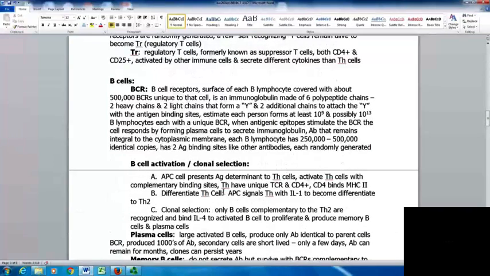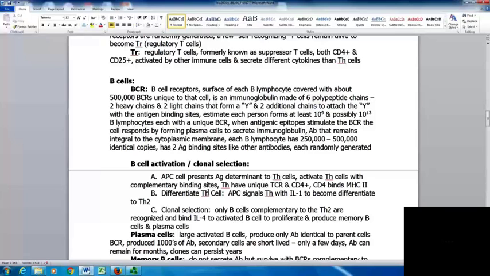So when we look at the B cells, we have the BCR, or B cell receptor, that's going to be on the surface of the B lymphocyte, and it's covered with about 500,000 BCRs that are unique to that cell. It's an immunoglobulin made of 6 polypeptide chains. There are 2 heavy chains and 2 light chains, and those are going to form a Y. And then there are 2 additional chains that attach the Y with the antigen binding sites.